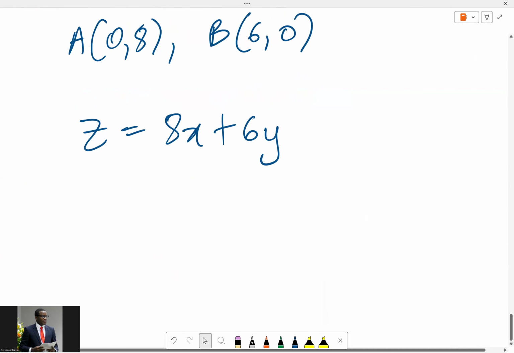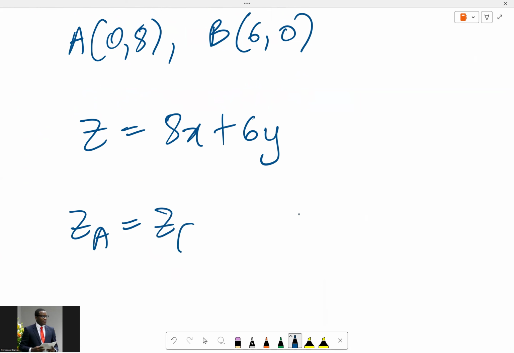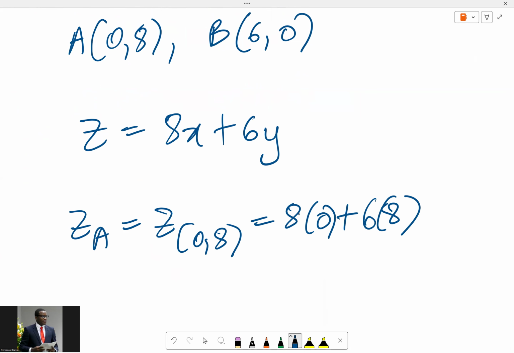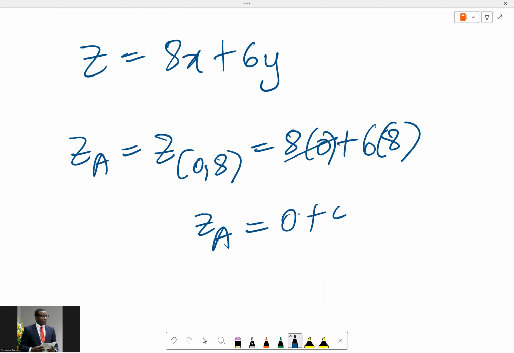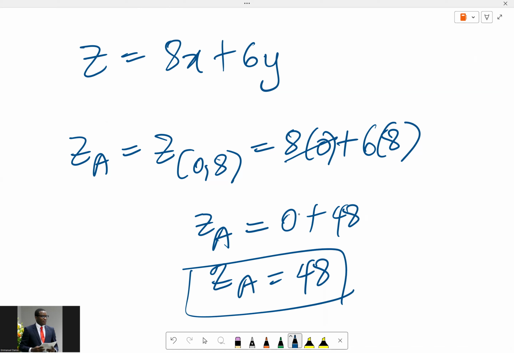So if we want to get Z of A, that's Z evaluated at (0, 8). That means we have 8 times 0 plus 6 times 8. So the objective function evaluated at that point will be 0 plus 48. So ZA is equal to 48. That's the value of the objective function at that point.